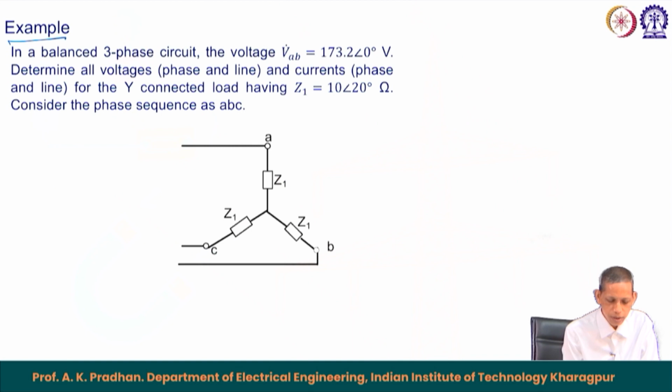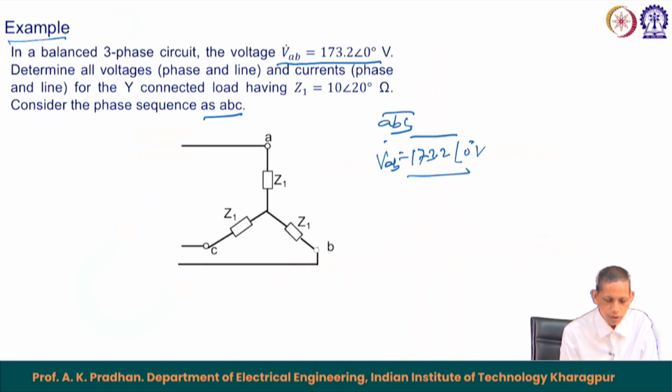Let us go to the next, second example. In a balanced 3-phase circuit, the voltage V_AB is given, and the phase sequence here is ABC. V_AB equals 173.2 with an angle of 0 degrees volt. Determine all voltages, phase and line, and currents, phase and line. Because this is star, the phase current I_A equals the line current I_A, the same.